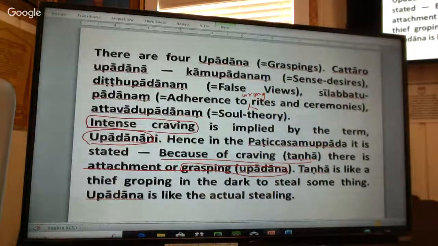Okay, so this is the definition of upadana. Upadana: adana means to take it, and upa means very strongly. Very strongly means no take, no release. Holding very, very tightly holding something. Yeah, like this.